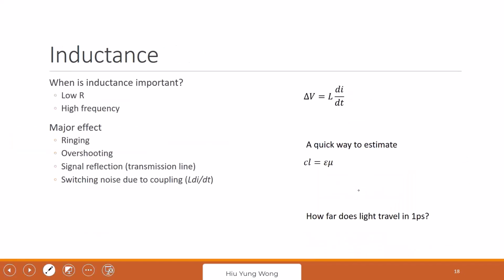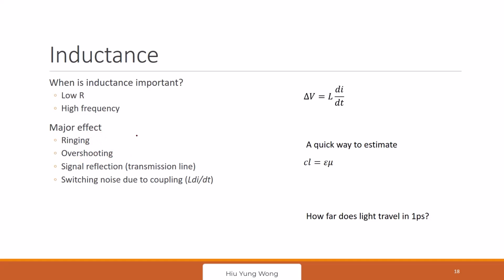right? Another thing is inductance. Inductance is also getting more important because we have larger I and also higher frequency, right? So we have lower R. But the most important thing is, it's still not really like RF, but you will get ringing, overshoot.